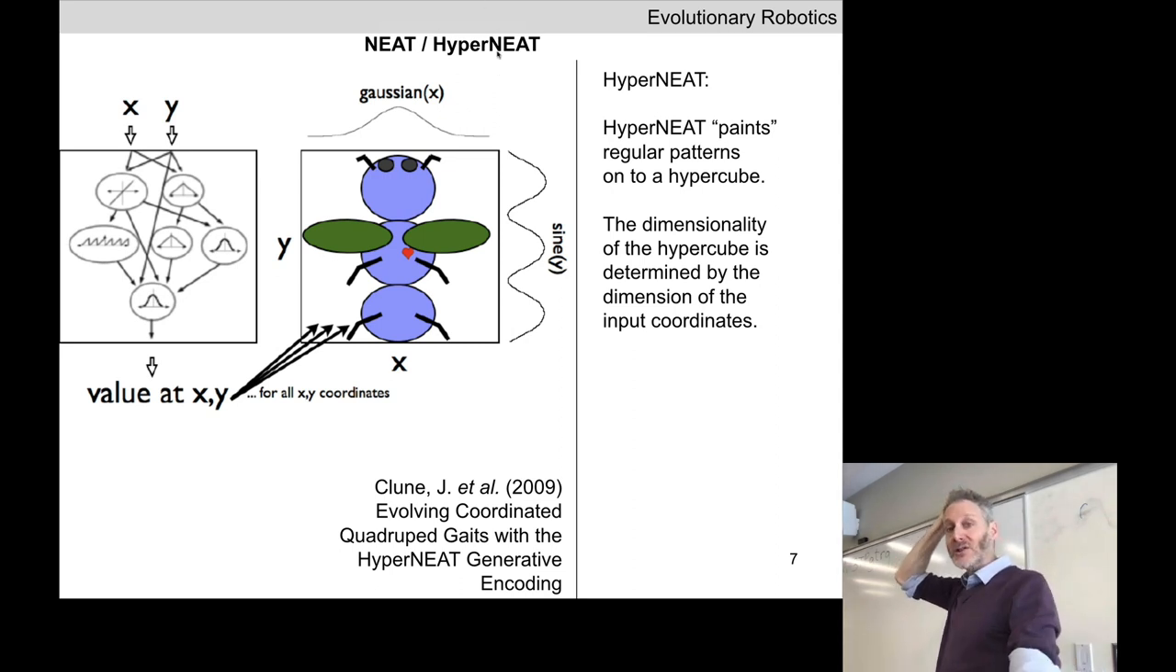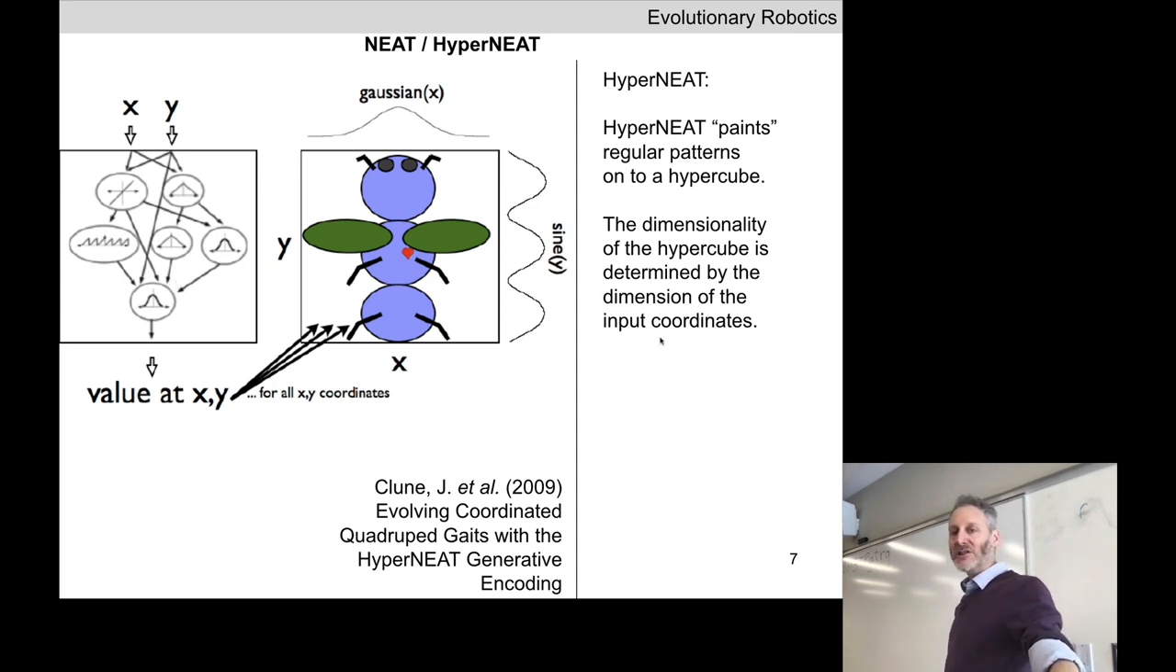We introduced HyperNEAT last time, which as the name implies is an evolutionary algorithm that uses NEAT as a starting point. So in HyperNEAT, we're still evolving populations of neural networks. But these neural networks are very different from neural networks we've seen so far. They take as input not sensor values or images, they take as input coordinates or locations, and they generate something that should be placed at that position in space and/or time. So you can think of the HyperNEAT algorithm as producing networks that paint regular patterns inside a hypercube, inside some space of arbitrary dimension.